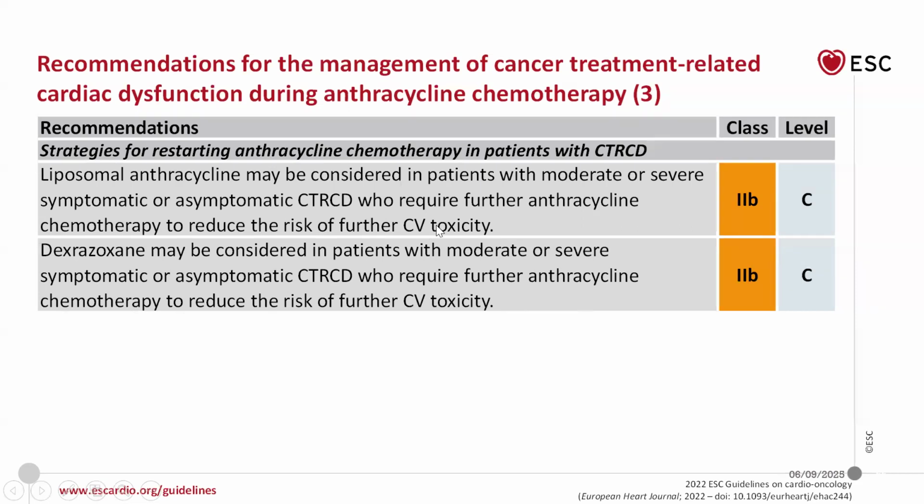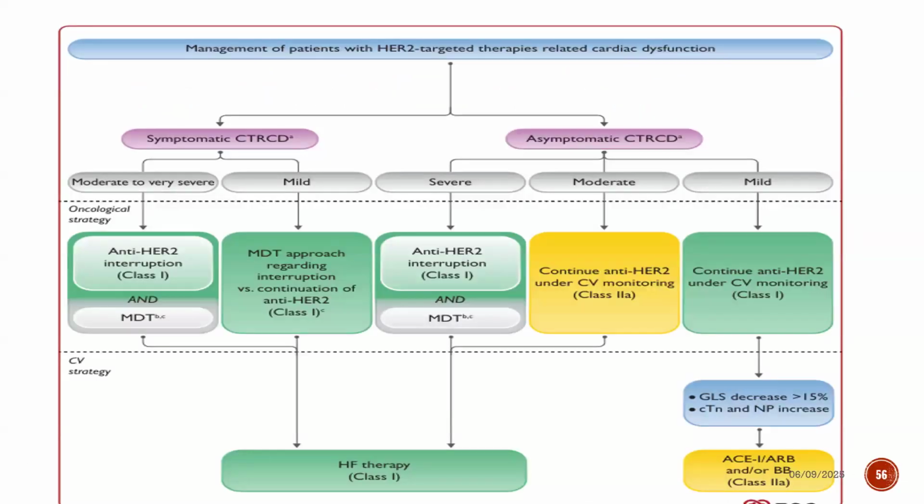But for those who may not necessarily require anthracycline, they can be put on alternate drugs with less cardiotoxic effects. And dexrazoxane, which is an iron binding agent, may be considered in patients with moderate or severe symptomatic or asymptomatic CTR-CD who require further anthracycline chemotherapy, to reduce their risk of future cardiovascular toxicity.